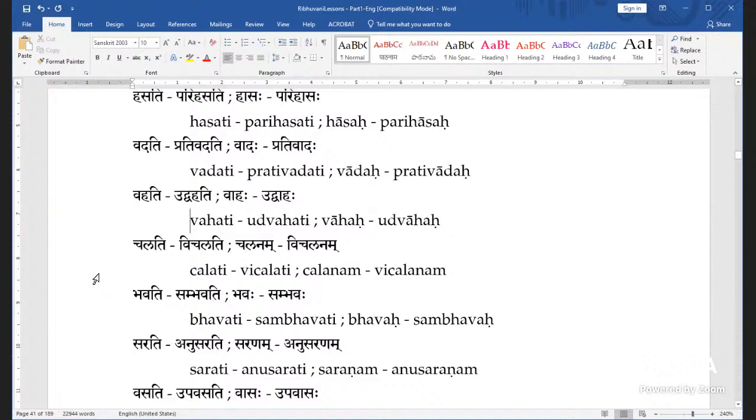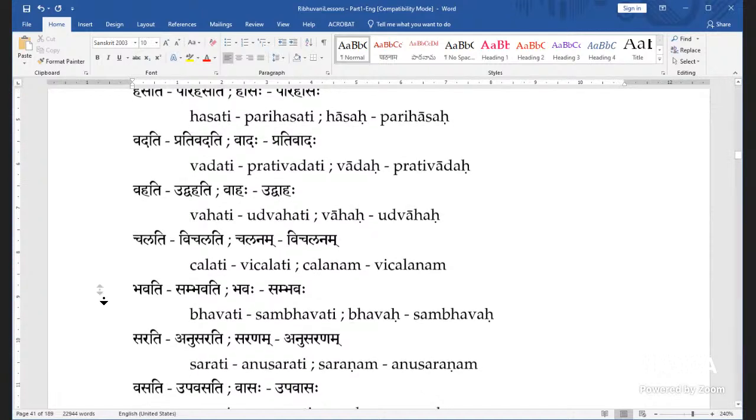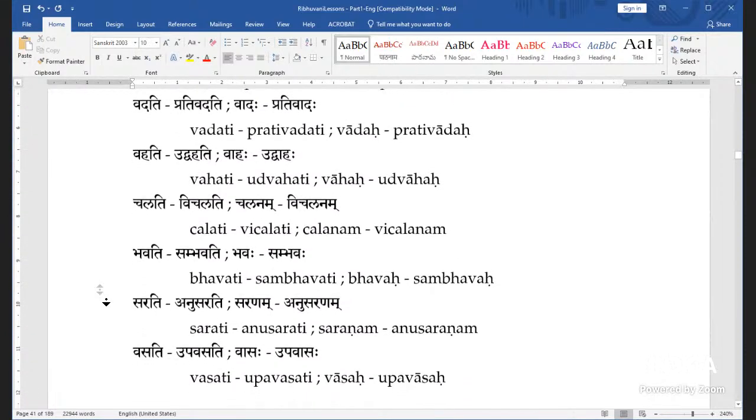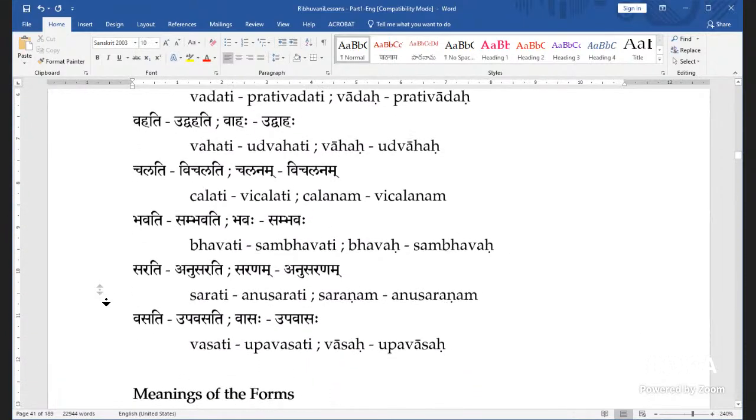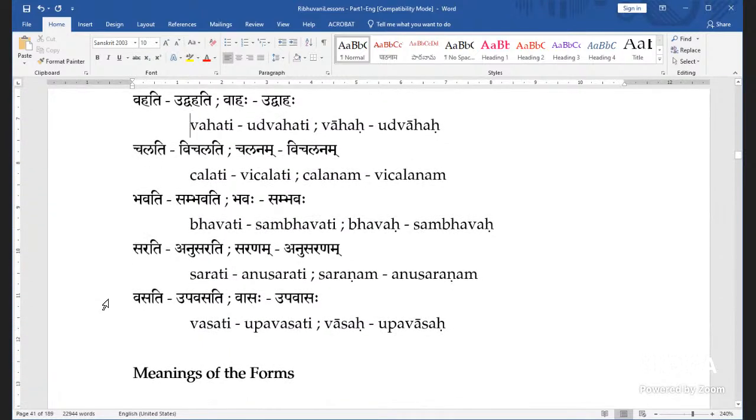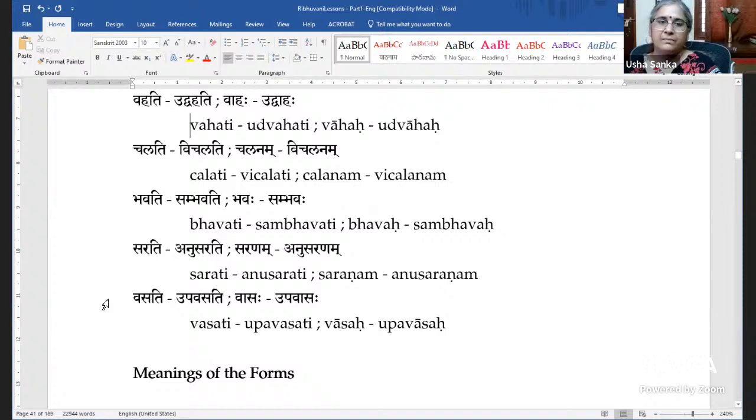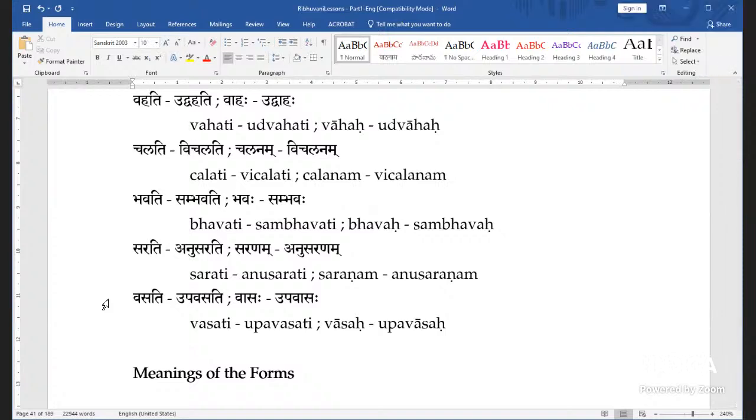Chalati. Vichalati. Chalanam. Vichalanam. Bhavati. Sambhavati. Bhavah. Sambhavah. Sarati. Anusarati. Saranam. Anusaranam. Vasati. Upavasati. Vasah. Upavasah.